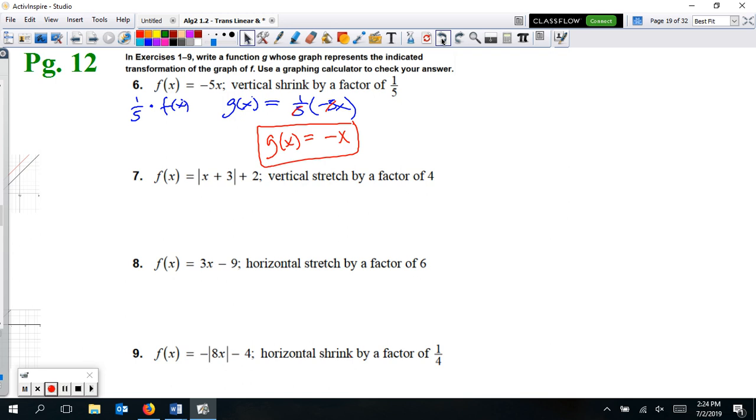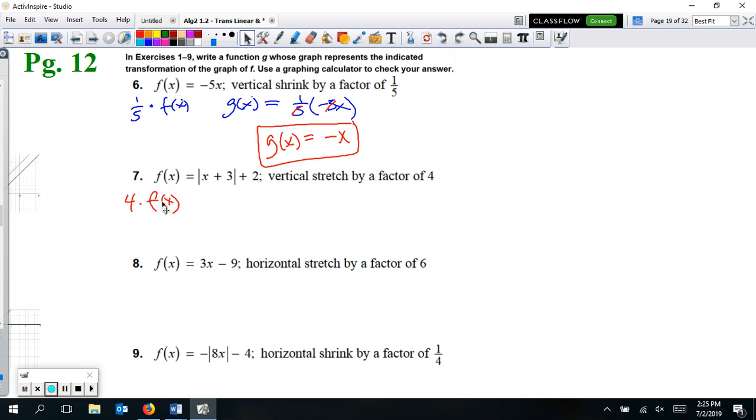So the g of x function with a vertical shrink by a factor of 1/5 is just x, or g of x equals negative x. That's it. For number 7, there's our absolute value function. We want to do a vertical stretch by a factor of 4. So again, it says vertical, which means we're going to keep the number 4 the way it is and multiply the entire function by 4. So f of x is going to get multiplied by 4.